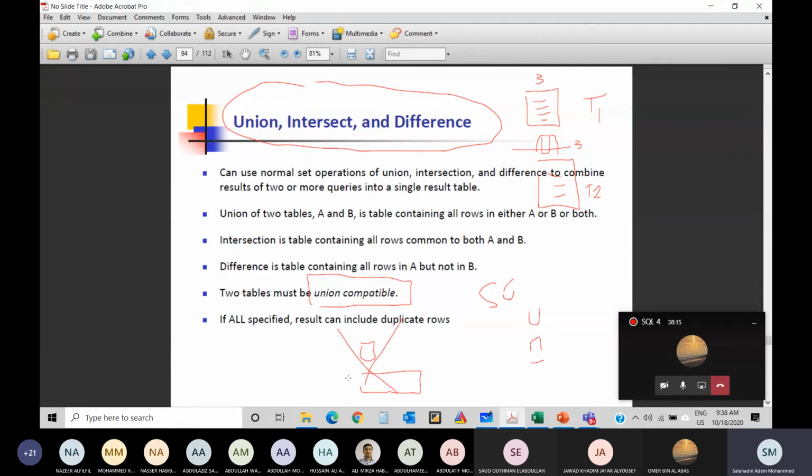Is this clear, guys? Is this clear? Yes, it's clear. Very good. So let's look at an example.